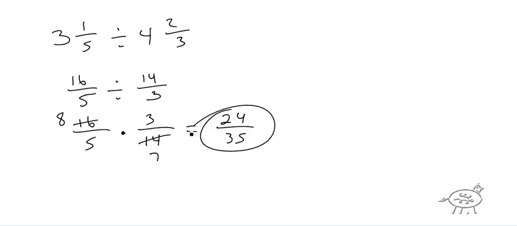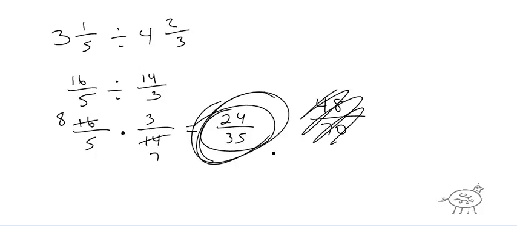Pretty sweet. Again, if you didn't cross-cancel first, you would have gotten, let's see, 16 times 3 is 48, and 5 times 14 is 70. And then you have to try and simplify 48 over 70. Okay, so that's not the way to go. This is definitely the way to go by cross-canceling.